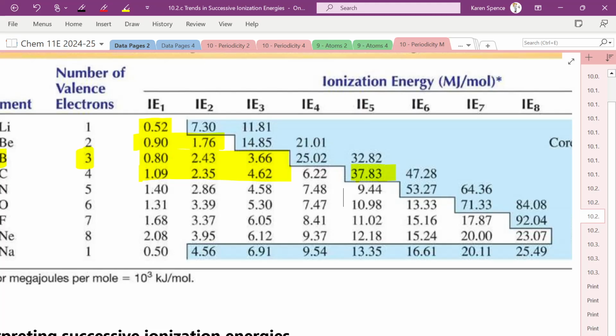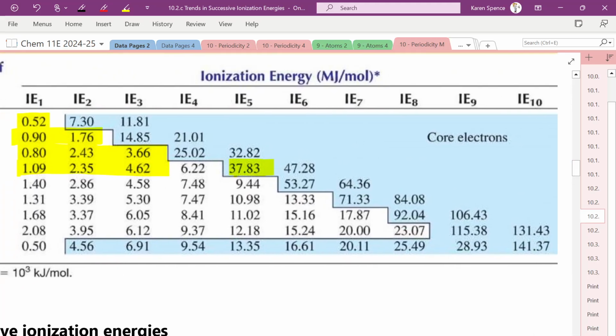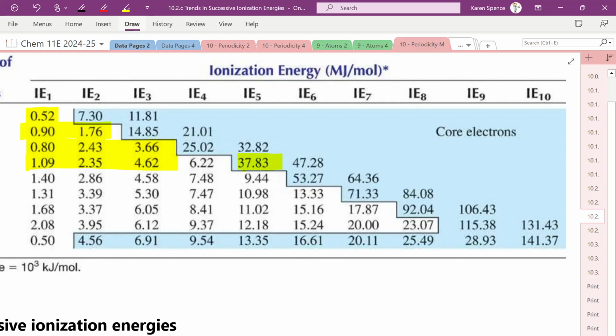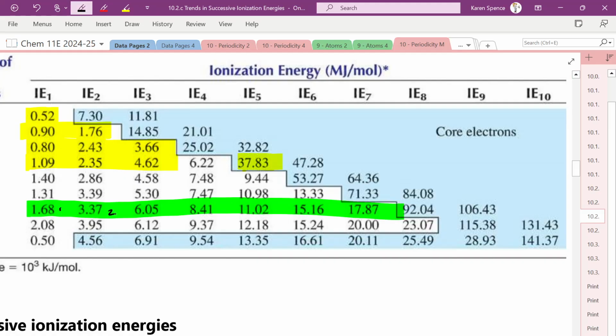So if I was to give you these data and I said, okay, we're not going to look at the number of valence electrons and I'm just going to give you this data set here, how many valence electrons does that atom have? 1, 2, 3, 4, 5, 6, 7 valence electrons. And so what group would that belong to? The halogens. Yes, group 17.